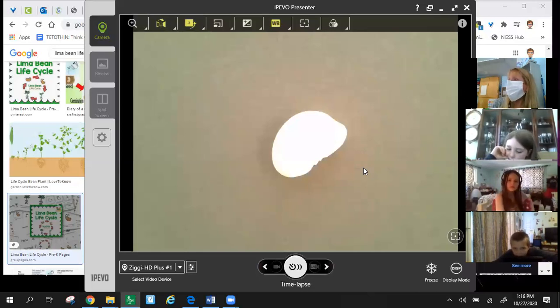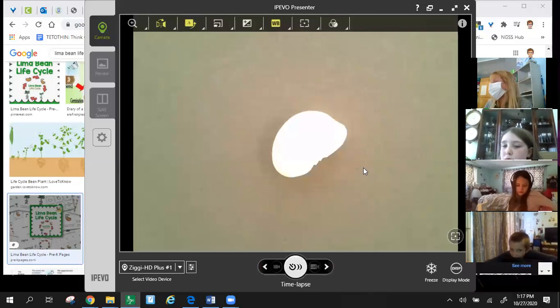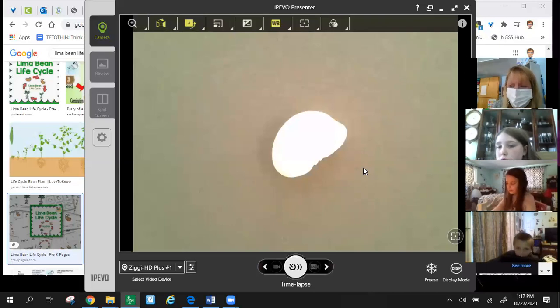Seeds also have to be protected. They have a coat. It's the outer layer of the seed, right? It's called the seed coat. So it's there to protect it so that it can get to the germination process. So here's what we're going to do. We're going to pull the seed apart. Be very careful because the embryo is super duper tiny.